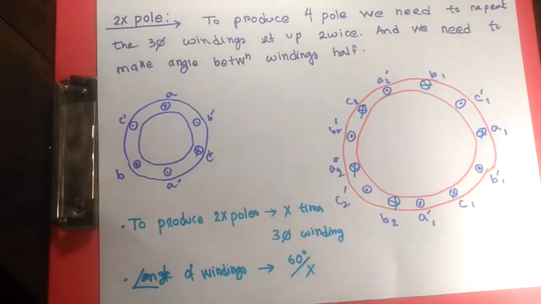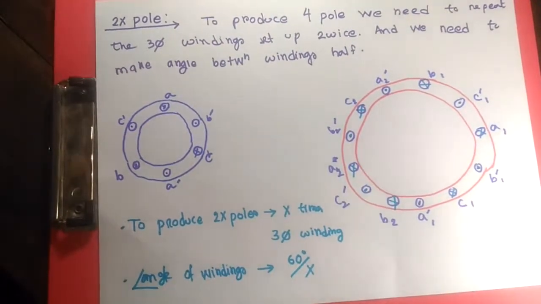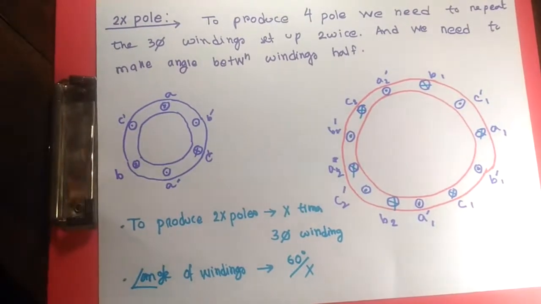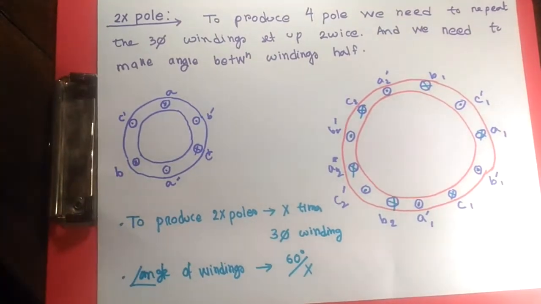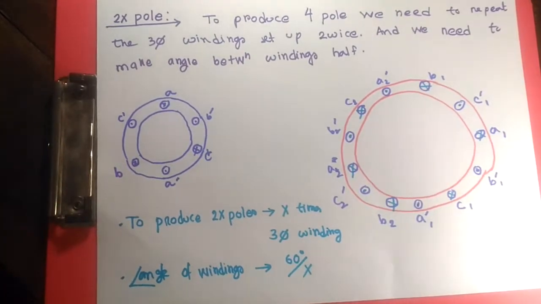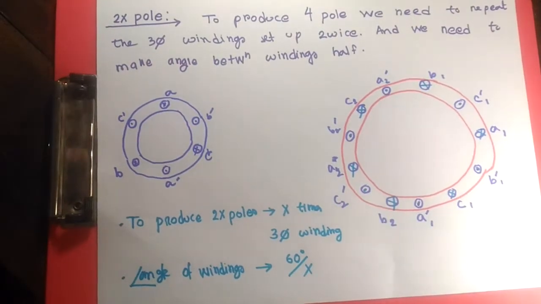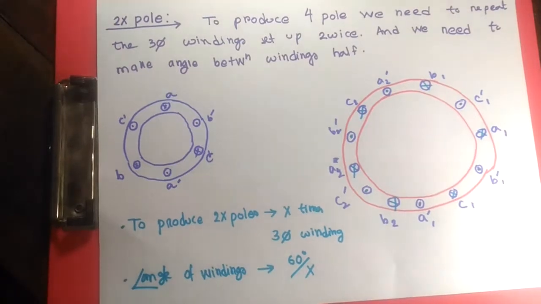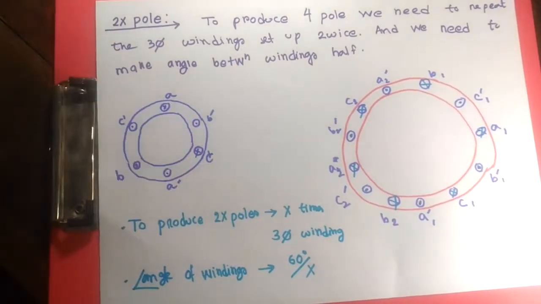So another big picture we'll talk about today, and it is probably the most important lecture on the whole of AC machinery fundamentals. We have seen how to produce a two-pole stator, and now we are going to see how to produce a four-pole stator, and we will summarize with how to produce 2x poles, the multiples of two poles. Okay, so what's the rule to produce four poles?